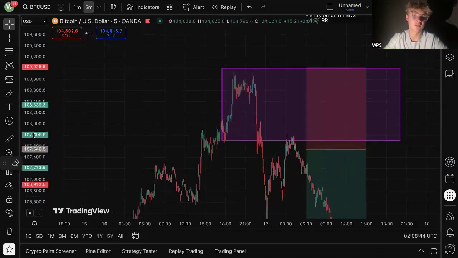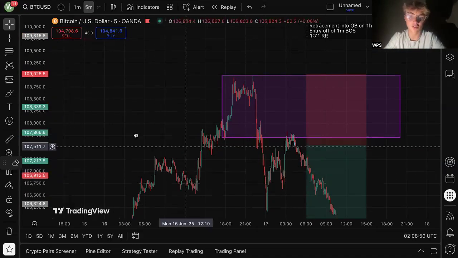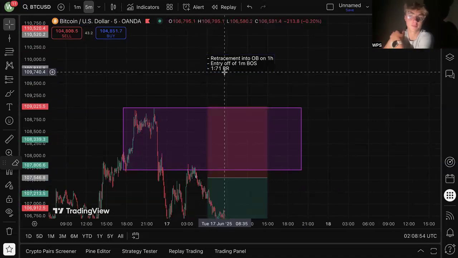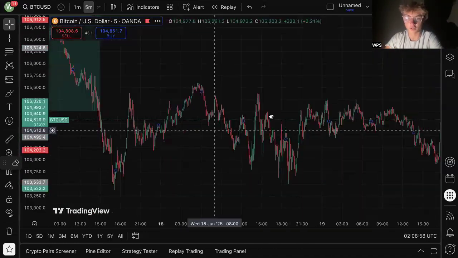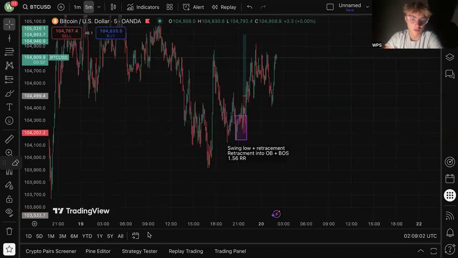Again, this trade's a little bit shady because it's just one area of consolidation instead of two distinct peaks, so to speak. So this would be a 0.25% trade with a 1.71 RR. I believe this is the last trade.